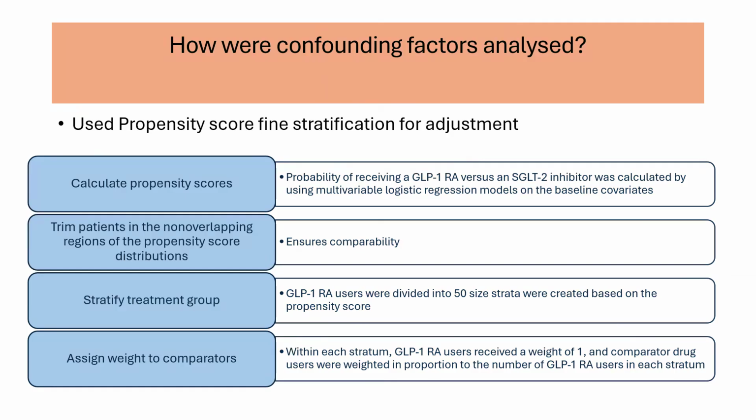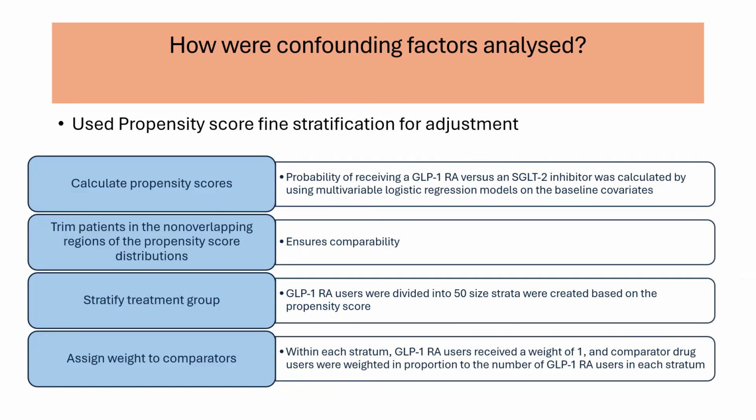They have used a model called propensity score fine stratification for adjustment. So basically, the first step they have done is they have calculated the propensity score, that is the probability of receiving a GLP-1 receptor agonist versus an SGLT2 inhibitor, by using multivariable logistic regression models based on all the above baseline covariates. The next thing they have done is, in both the treatment and the comparator arm, the propensity scores which are not overlapping, they have trimmed.